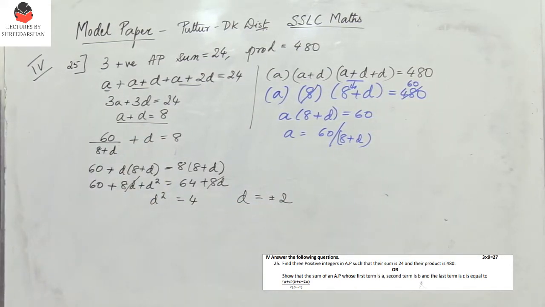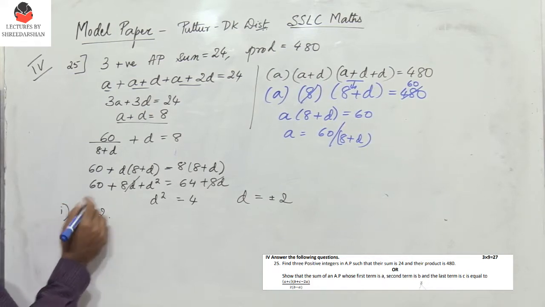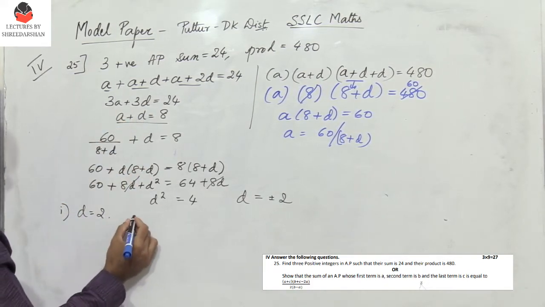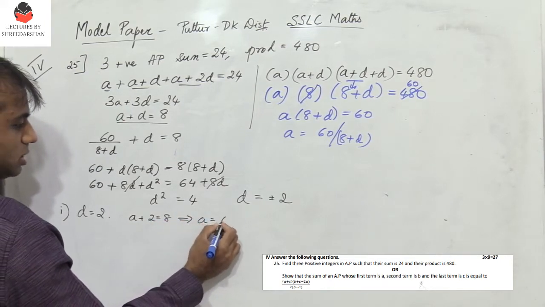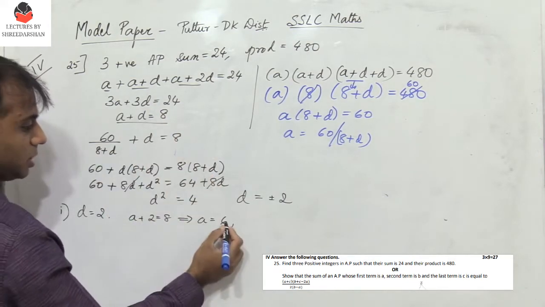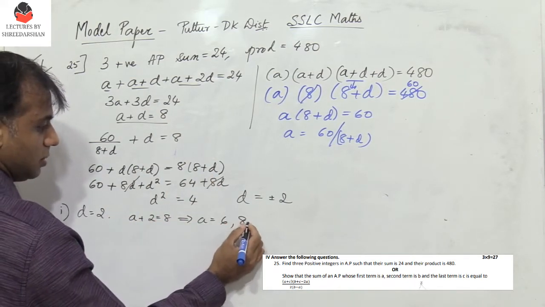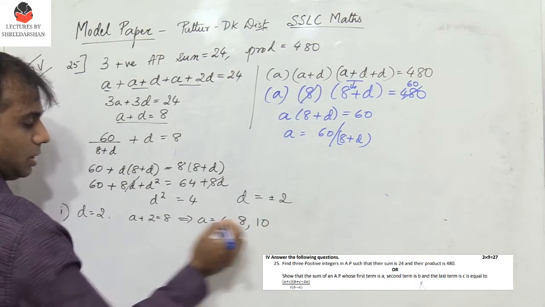So now we have the common difference. If d equals 2, I substitute here. So a plus 2 equals 8, which implies a equals 6. So if a is equal to 6, what is the next number? It is 6 plus 2, which is 8. The third number is 8 plus 2, the common difference, I get 10.